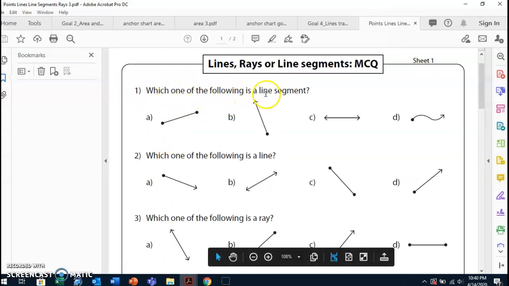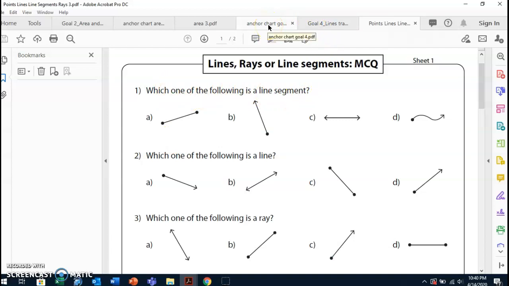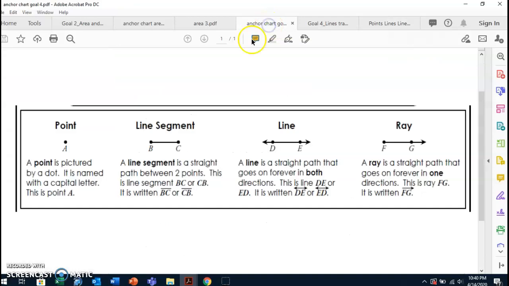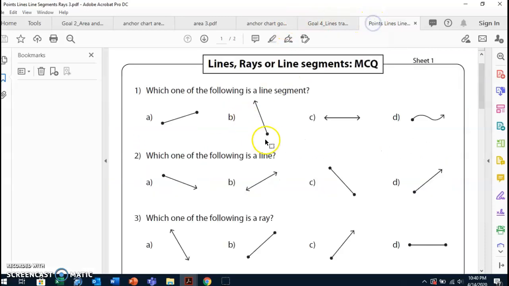So using your anchor chart, you would be answering the following questions. Which one of the following is a line segment? So let's go back to your anchor chart. And let's see, a line segment. So a line segment, we already know it's a straight path between 2 points with 2 dots on top of each letter. So let's go back to your assignment. And this one looks like a line segment. This one doesn't. Not this one or not this one. This one is not even in the anchor chart.